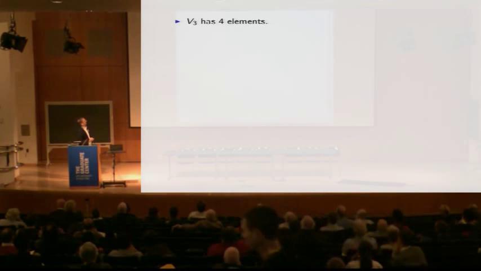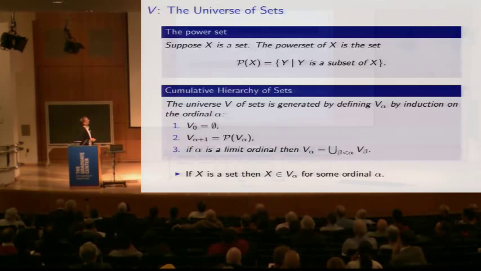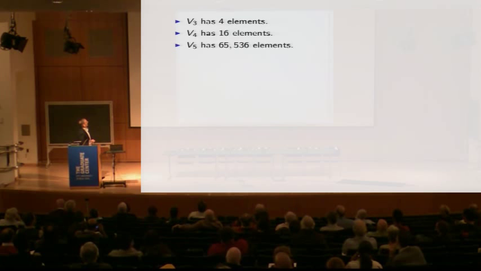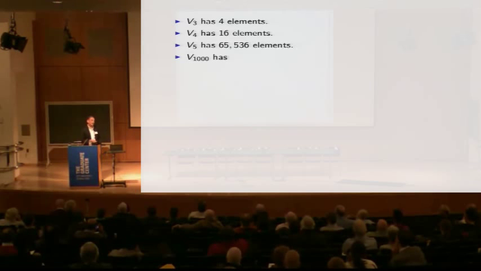All right, let's look at the first few stages. V3 has 4 elements. V4 has 16 elements. V5 has 65,536 elements. V1000 has a lot of elements.